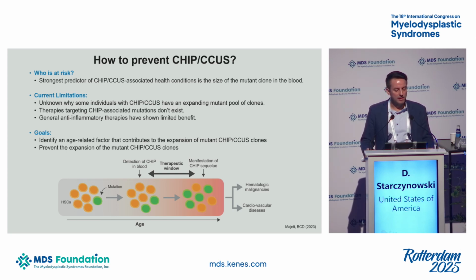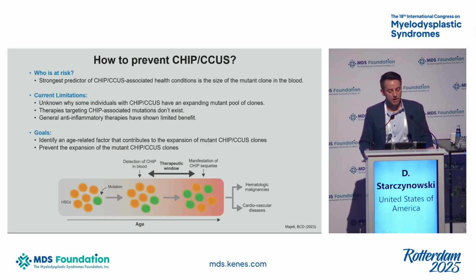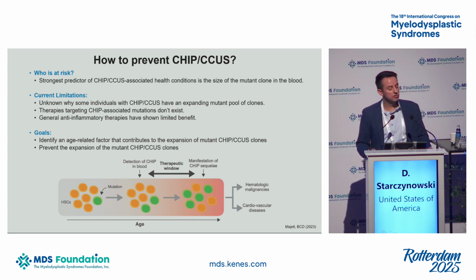And general anti-inflammatory therapies have shown limited benefit. So if you dial down that inflammation through general strategies of tuning down inflammation, those have largely not worked because they're too non-specific. And so the goal for this project that we had was to identify an age-related factor that contributes to the expansion of these mutant pre-leukemic clones. And if we can understand that mechanistic basis of why these cells continue to expand, perhaps we can intervene at the earliest stage and prevent that expansion.